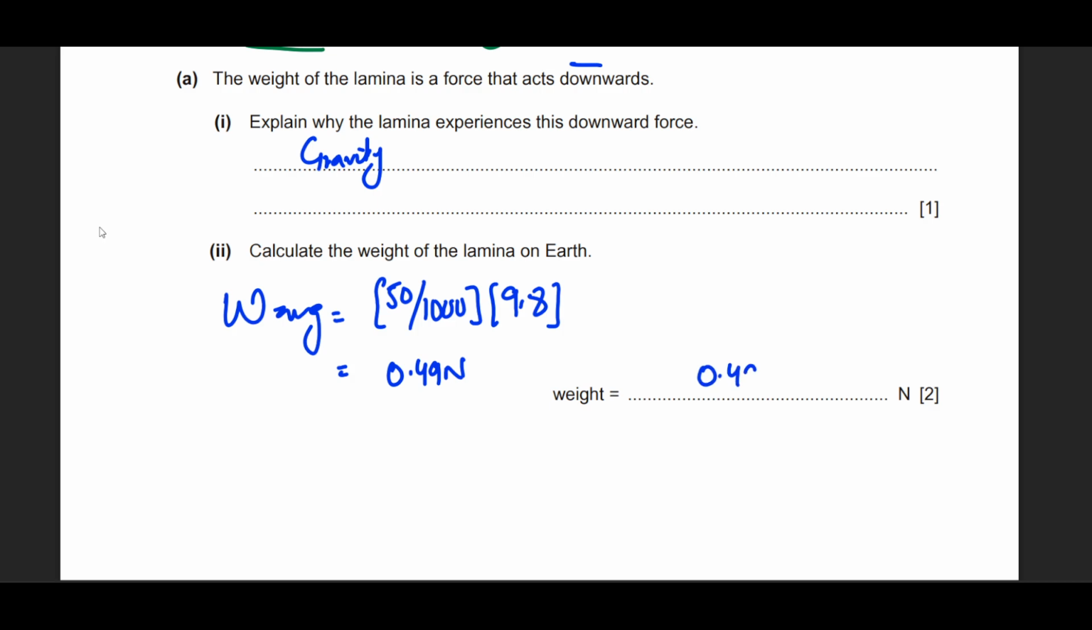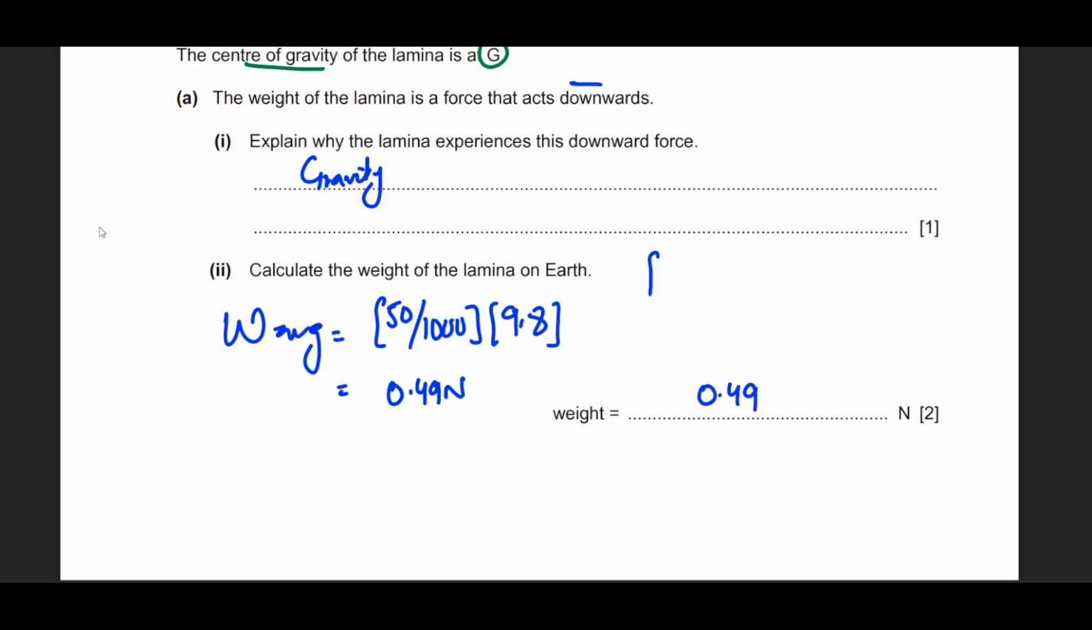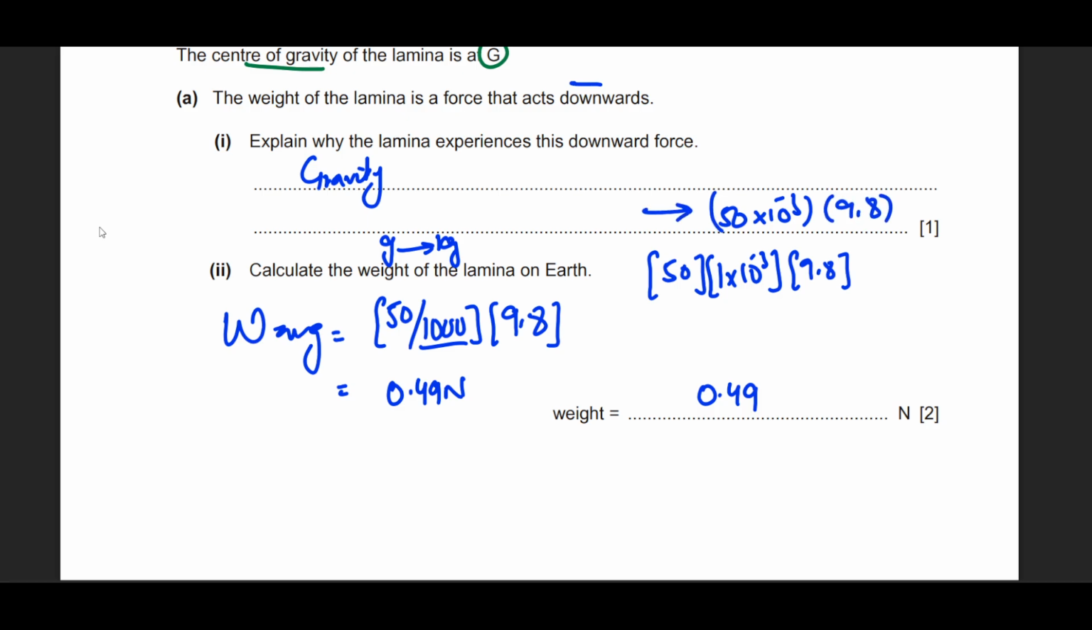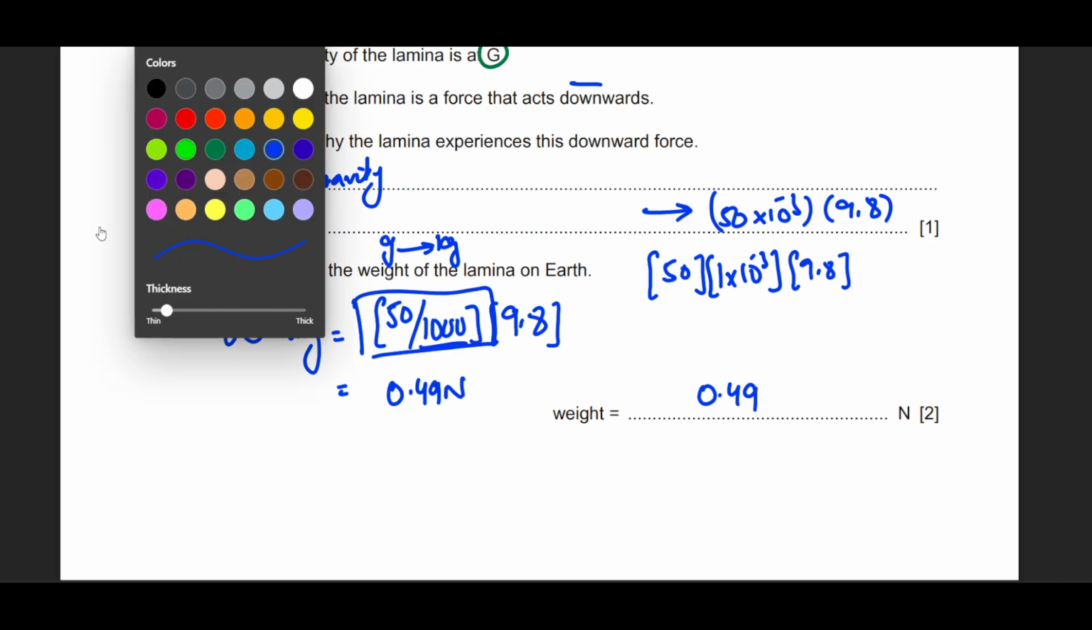Another approach with the calculator: since you're going from grams to kilograms, dividing by 1000 is actually a prefix of 10 raised to the power minus 3. So this could have been 50 multiplied by 1 into 10 raised to the power minus 3 multiplied by 9.8, or simply 50 into 10 raised to the power minus 3 into 9.8. This would have been a much quicker way of solving this. But if you are confused about that, you can do it the longer way.